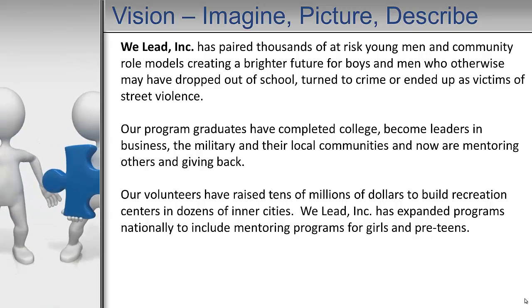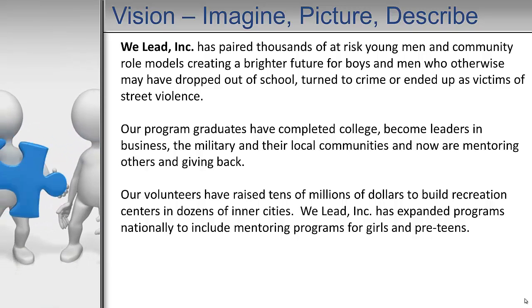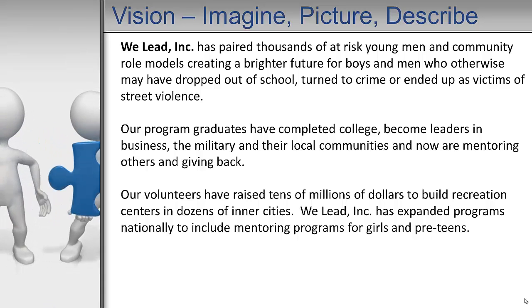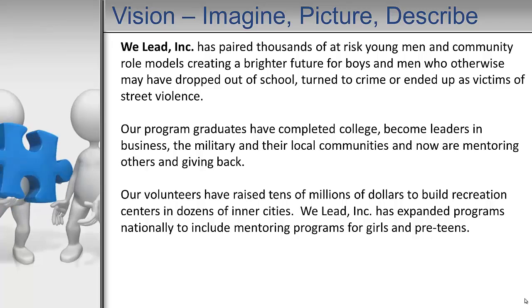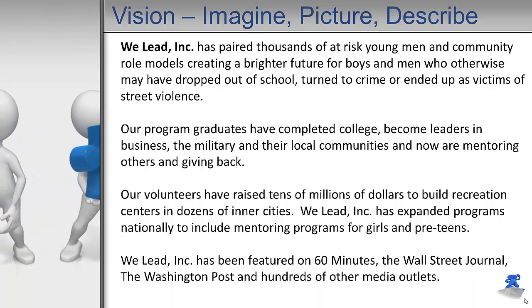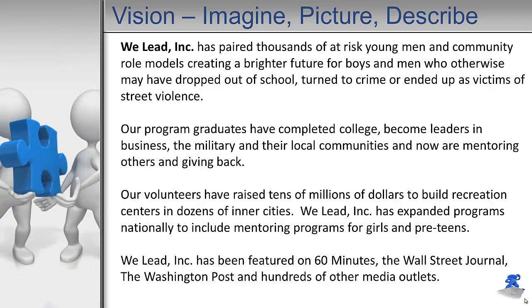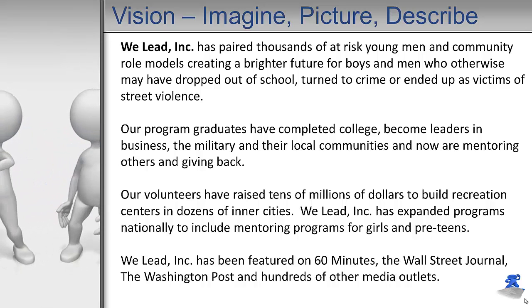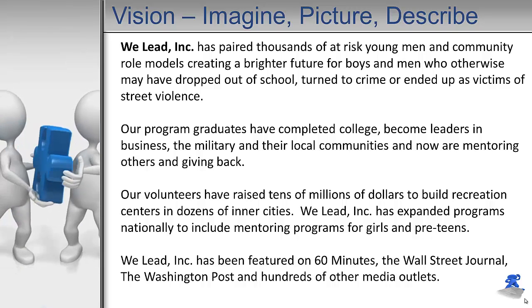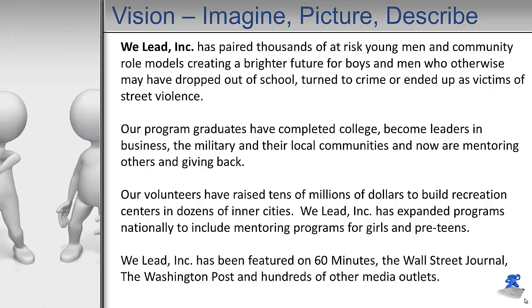Our volunteers have raised tens of millions of dollars to build recreation centers in dozens of inner cities. We Lead Inc. has expanded programs nationally to include mentoring programs for girls and preteens. And We Lead Inc. has been featured on 60 Minutes, The Wall Street Journal, The Washington Post, and hundreds of other media outlets. Now that's a pretty big vision. Do you feel a vision like this would inspire others?